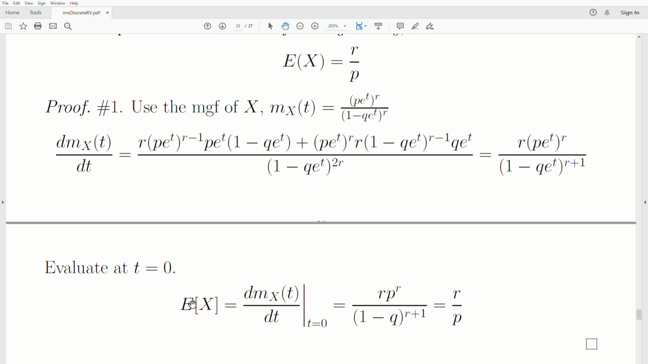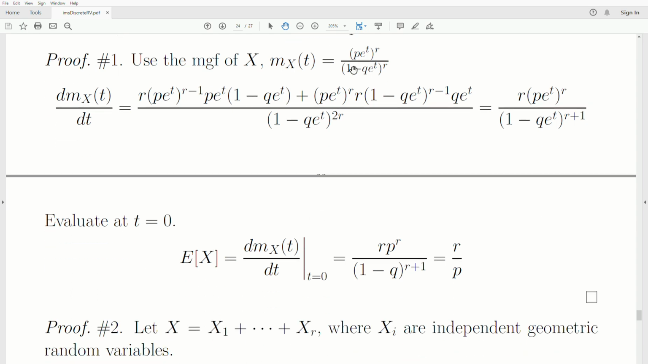Now we evaluate it at t equals 0. The expected value, let me rephrase that, the first moment of x, which is the expected value, is the derivative of the moment generating function evaluated at t equals 0. So you plug in t equals 0 here and you get this expression. 1 minus q is p. We get a lot of cancellations, r over p, and that's what we wanted to show.